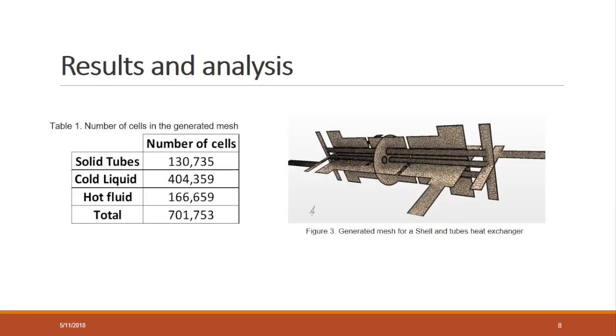Table 1 shows the number of cells in the generated mesh. The total number of cells was 701,753, getting a final number of cells near the recommended. Figure 3 shows that there are some cells with poor quality, but the most important parts, that are the prismatic layers, are well defined for most of the heat exchanger.